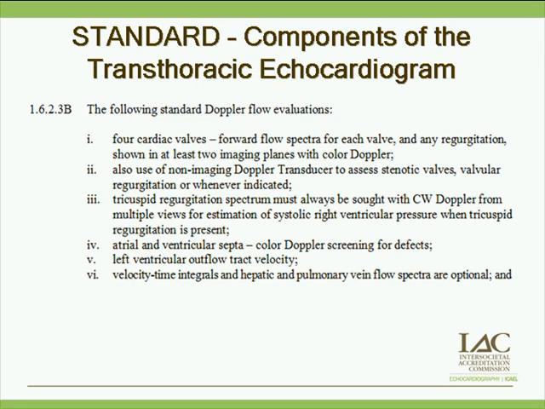Tricuspid regurgitation must be sought with CW Doppler from multiple views for the estimation of that RV systolic pressure. Okay, when you have TR, you have to go after that highest TR velocity from at least 2 views. And I think we just talked about that just a little bit a minute ago. Maybe you want to try from the apex. You want to try from that parasternal long axis view. But again, go after it from at least 2 views.